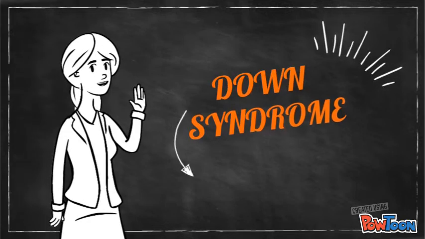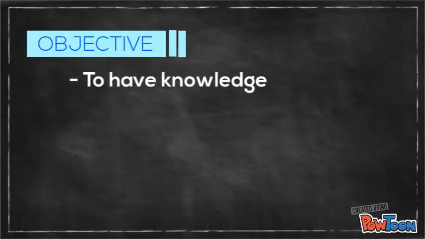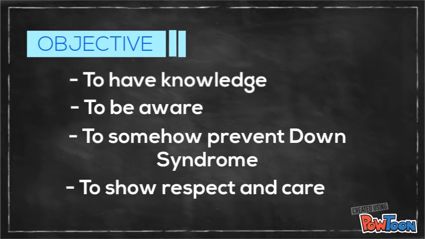Ever heard of Down syndrome? Why do they look alike? How do they attain those kind of features? The objective of this video is to have knowledge about Down syndrome, to be aware, to somehow prevent Down syndrome, and to show respect and care.